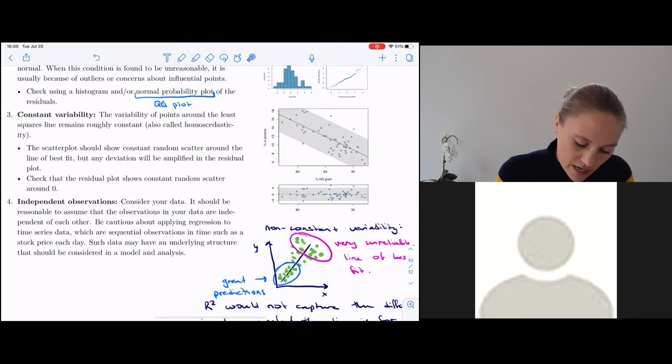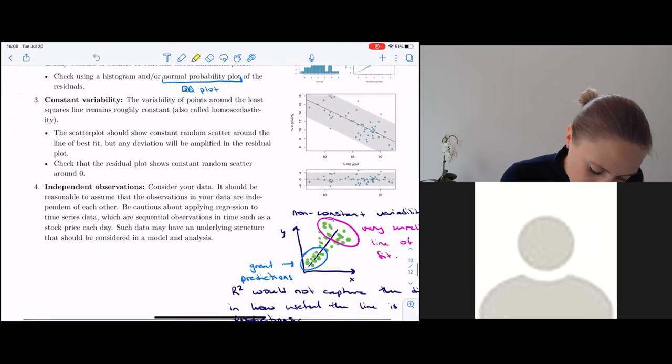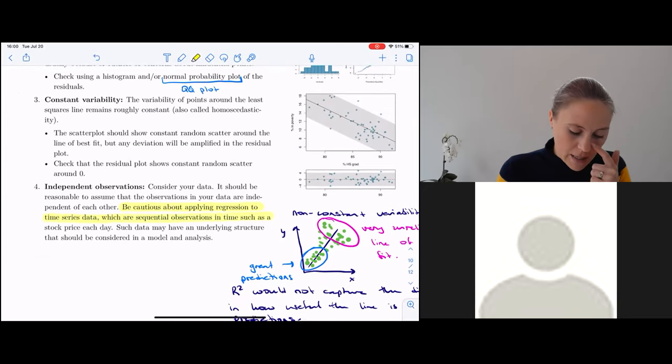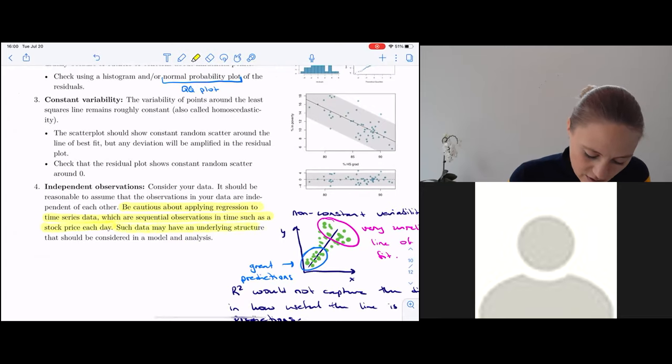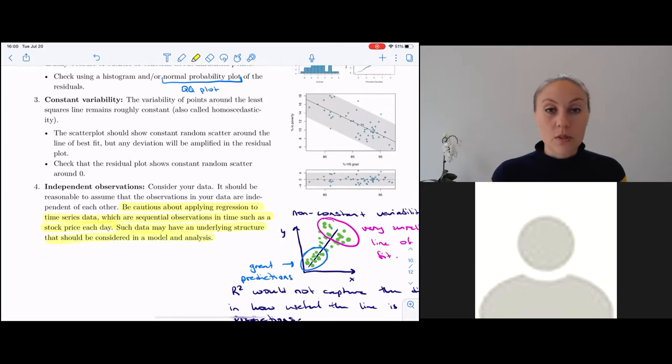I do have this note here that we should be cautious about applying regression to time series data, right? There's likely an underlying structure that should be considered in our model, which we would be ignoring if we just fit a straight line and got over it.